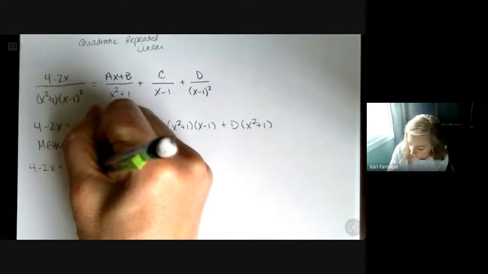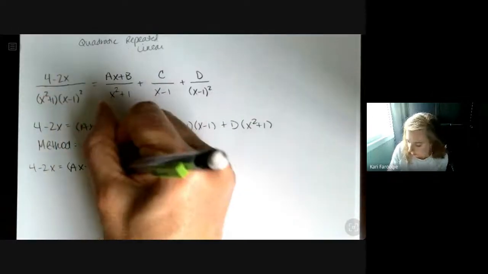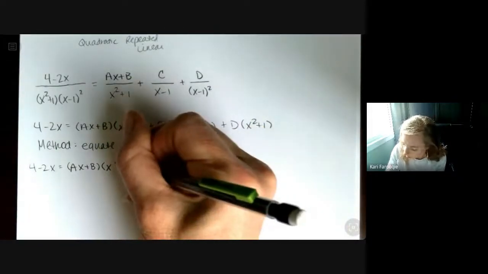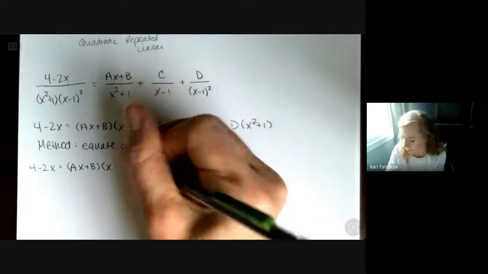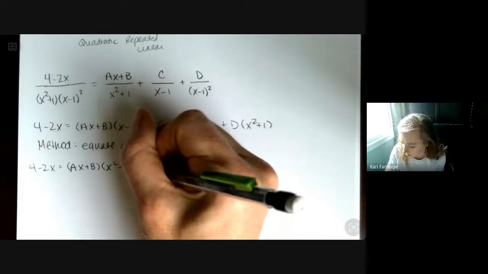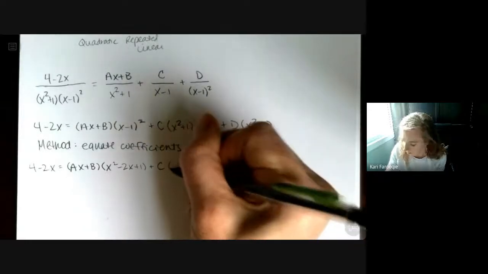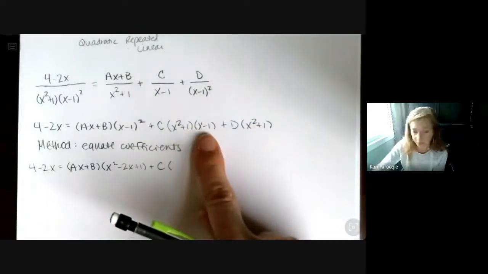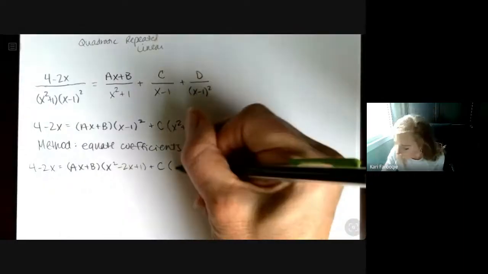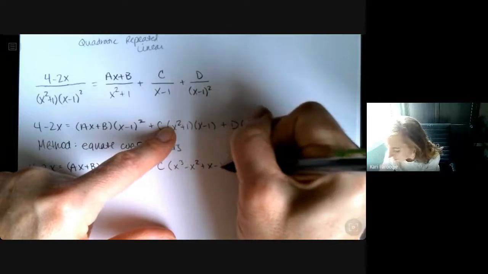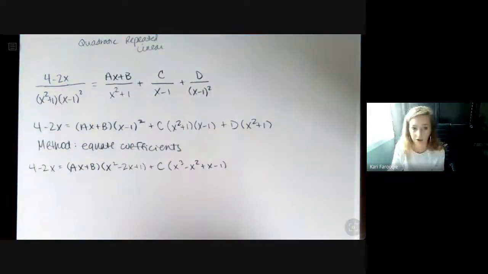And some of you are like, oh my gosh, is this happening? Sorry, it is happening. X minus 1 quantity squared is x minus 1 times itself, so you're going to have to FOIL that. You'll get x squared minus 2x plus 1. And then you can go ahead and multiply these two binomials together. So you'll have x cubed minus x squared plus x minus 1.